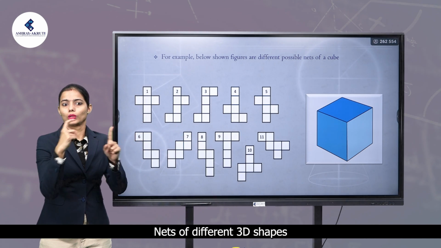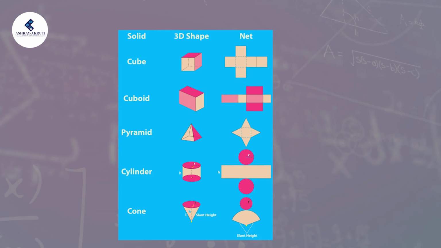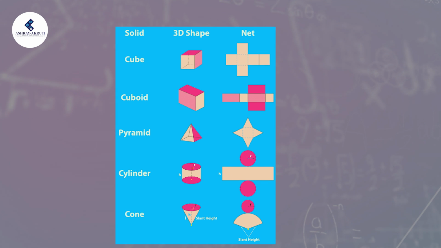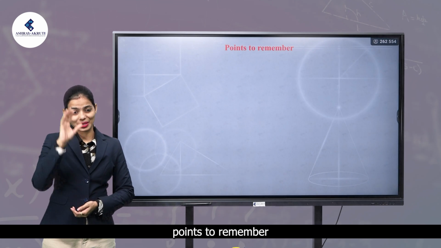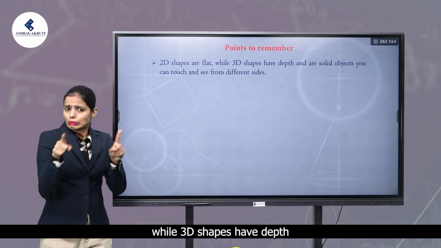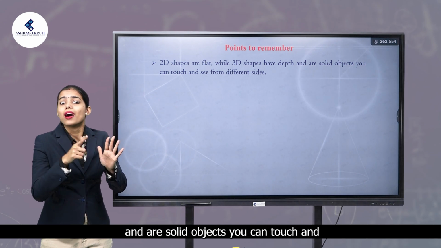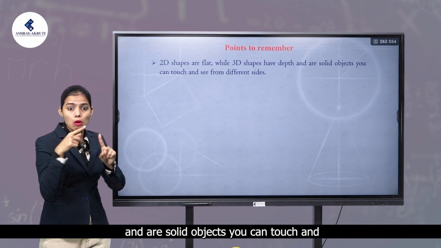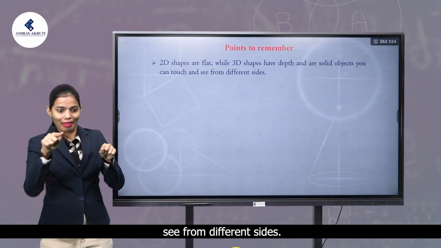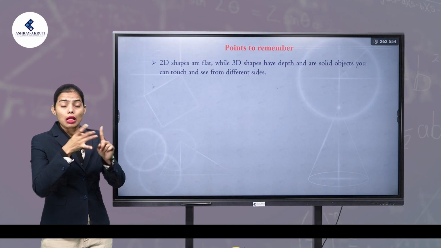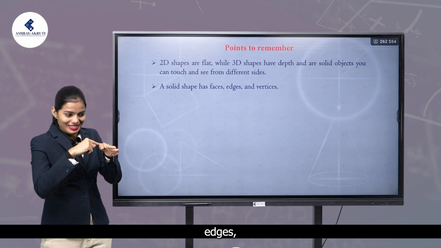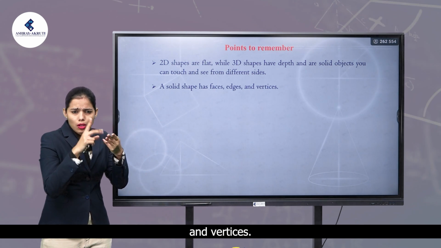Nets of different 3D shapes. Points to remember. 2D shapes are flat, while 3D shapes have depth and are solid objects you can touch and see from different sides. A solid shape has faces, edges, and vertices.